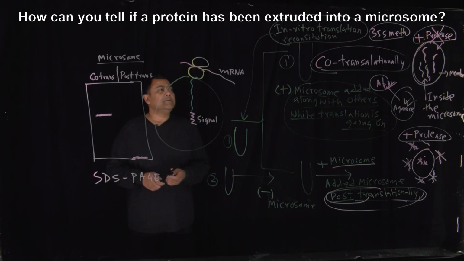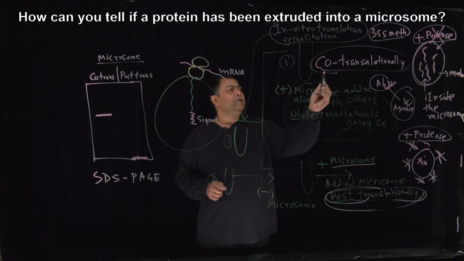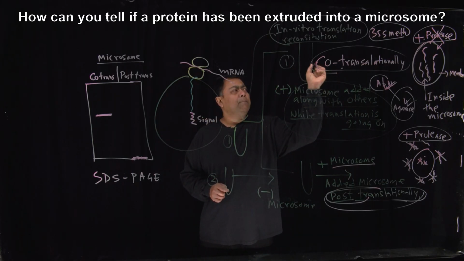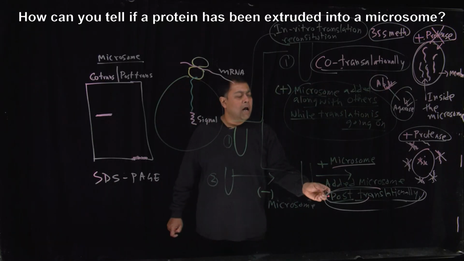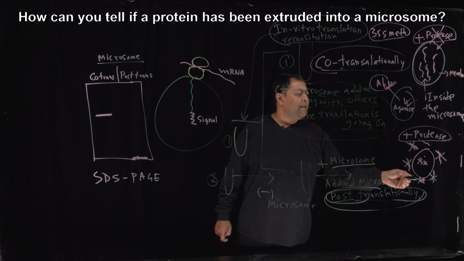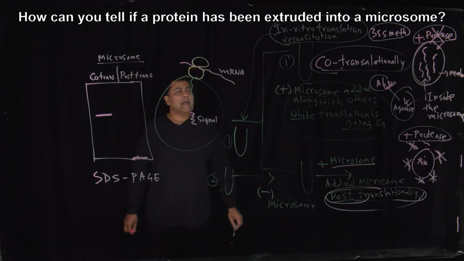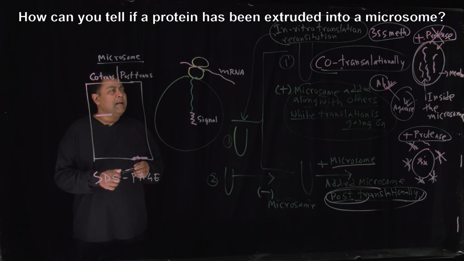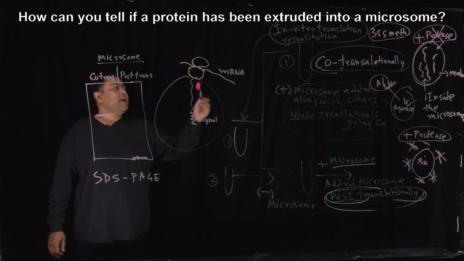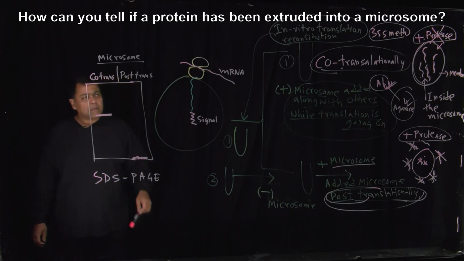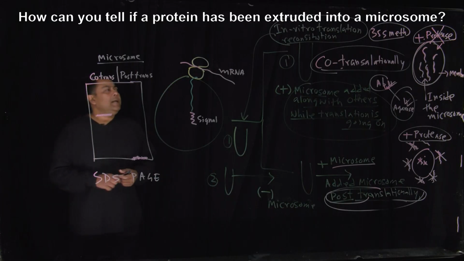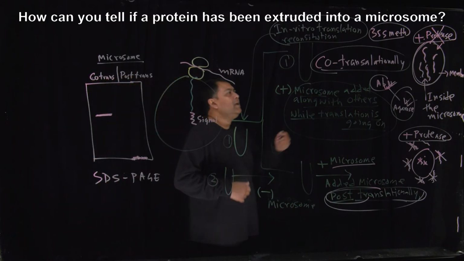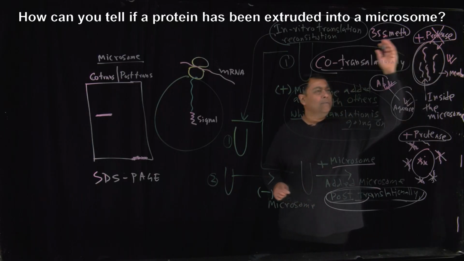So this essentially tells us that when the microsomes are added co-translationally, the proteins are getting inside the microsomes. When the microsomes are added post-translationally, the proteins do not translocate inside the microsome. And with this elegant experiment, we can tell whether the proteins are inside the microsome or outside. Now, we can modify this experiment a little bit as well, to confirm that really this is inside that membrane.